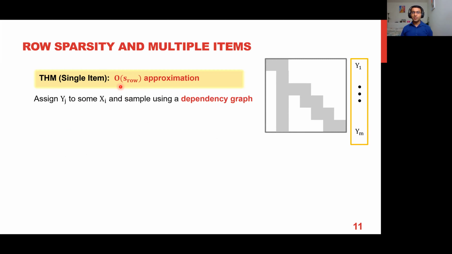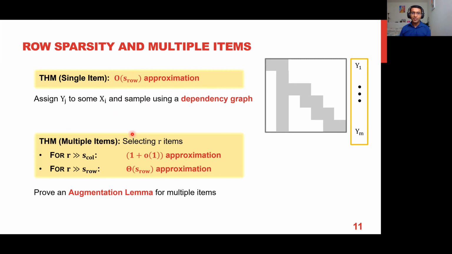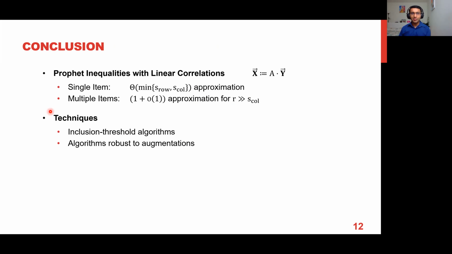You can also get a similar approximation ratio in terms of row sparsity. However, you have to be a little more clever about how you discard these elements. In particular, you need to construct a dependency graph and create a correlated distribution according to which you discard these boxes. But it's still an inclusion threshold mechanism that works fine. For multiple items, we also prove our results. The idea is basically to extend this mean-based augmentation lemma beyond a single item and get some tight approximation ratios. So here are some conclusions.